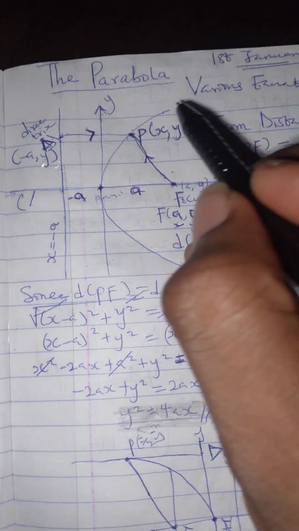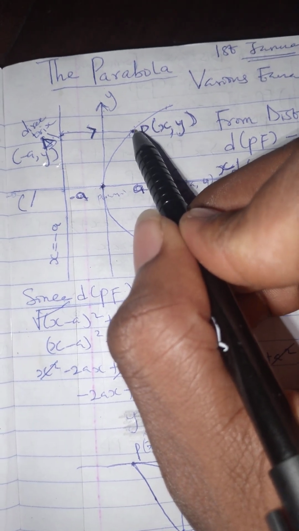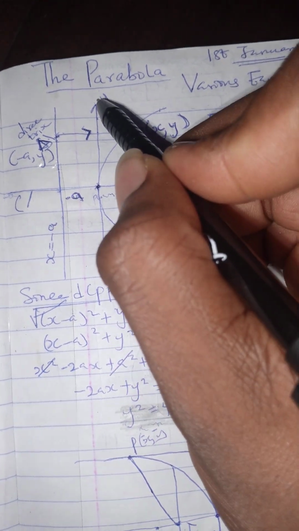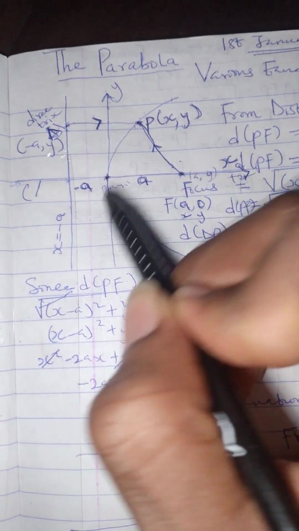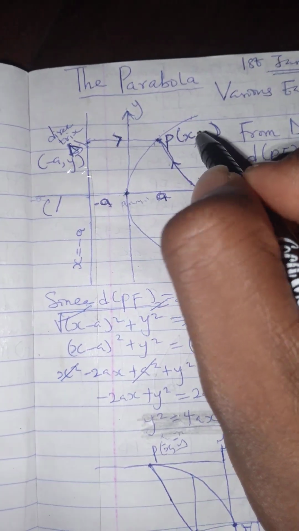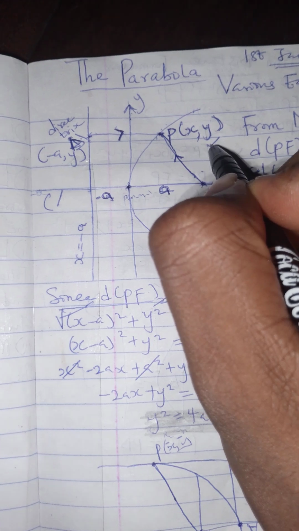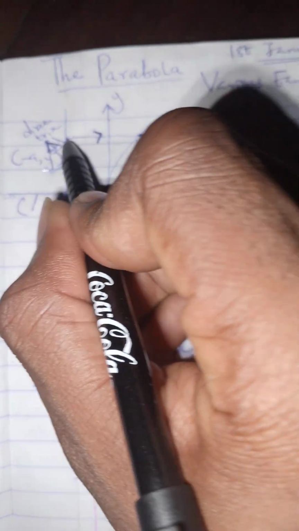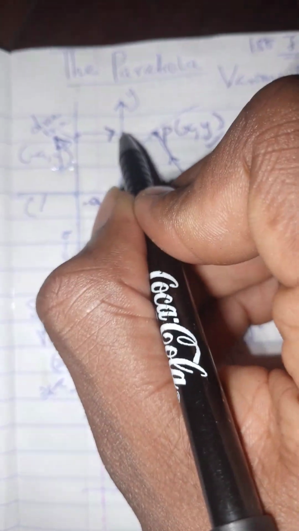So we know this is the y-axis. So the value of y here must be equal to the value of y at P, since if you want to read the value of y, it's going to be the same thing here.